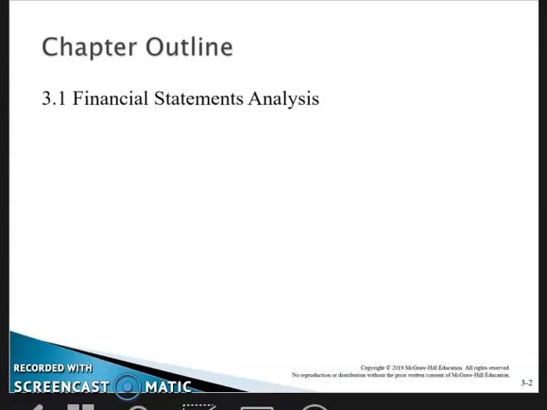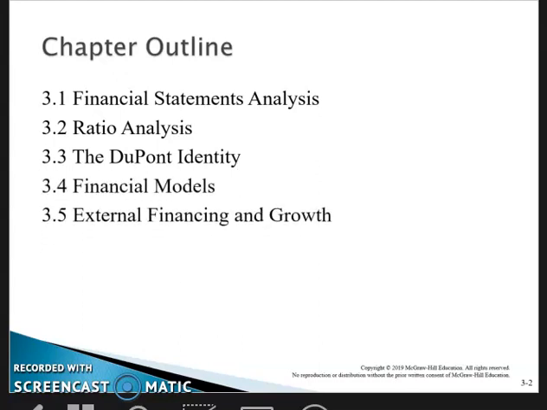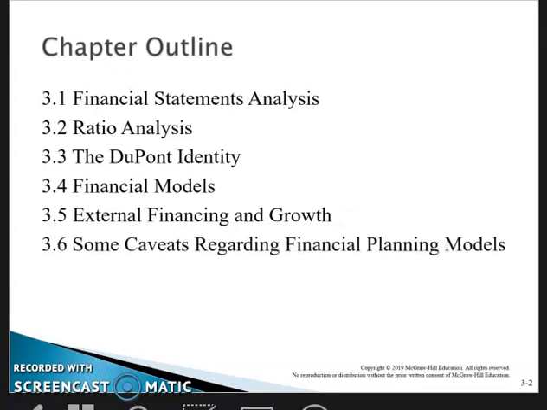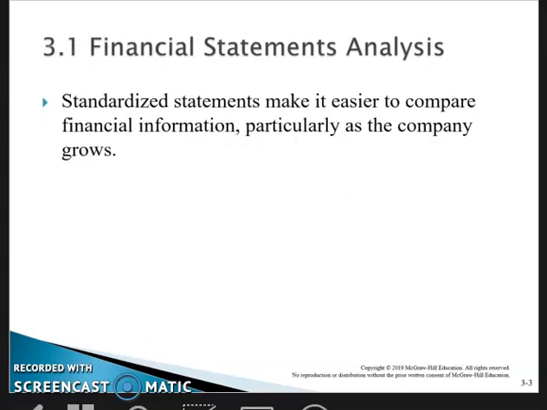Chapter outline. So financial statements analysis, ratio analysis, DuPont identity, financial models, external financing and growth, and then we'll finish up talking about the financial planning models specifically. So financial statement analysis. Standardized statements will make it easier for us to compare financial information, particularly as a firm grows, or even just over time. We can look at prior years and calculate ratios and see how the firm's doing and get a pretty good idea.